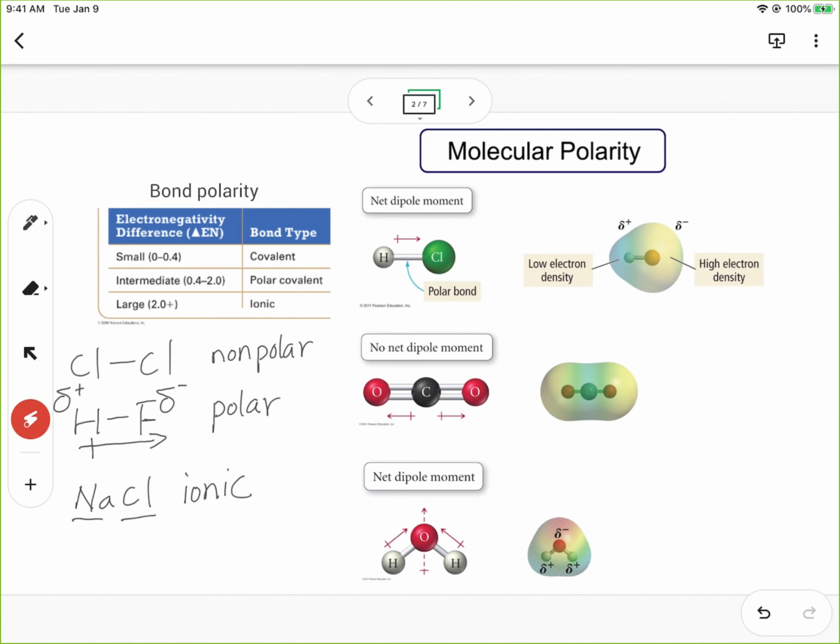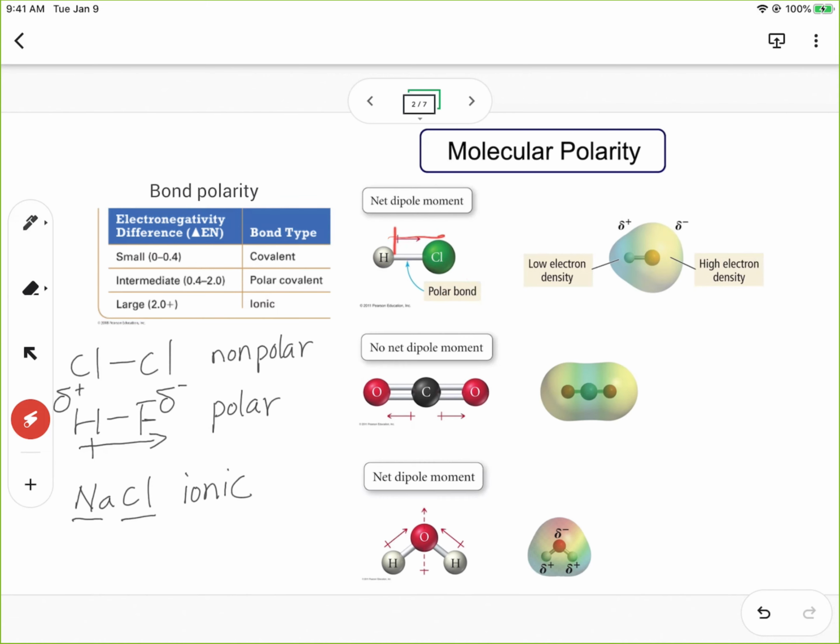Why do we need to discuss bond polarity before we talk about molecular polarity? You probably noticed that if the molecule has just one bond, then the bond polarity is the molecular polarity. Hydrogen fluoride is one example. Hydrogen chloride is another example. Its electronegativity difference is in this window, therefore the bond is polar. Because this molecule has only one bond, the bond polarity is the molecular polarity.